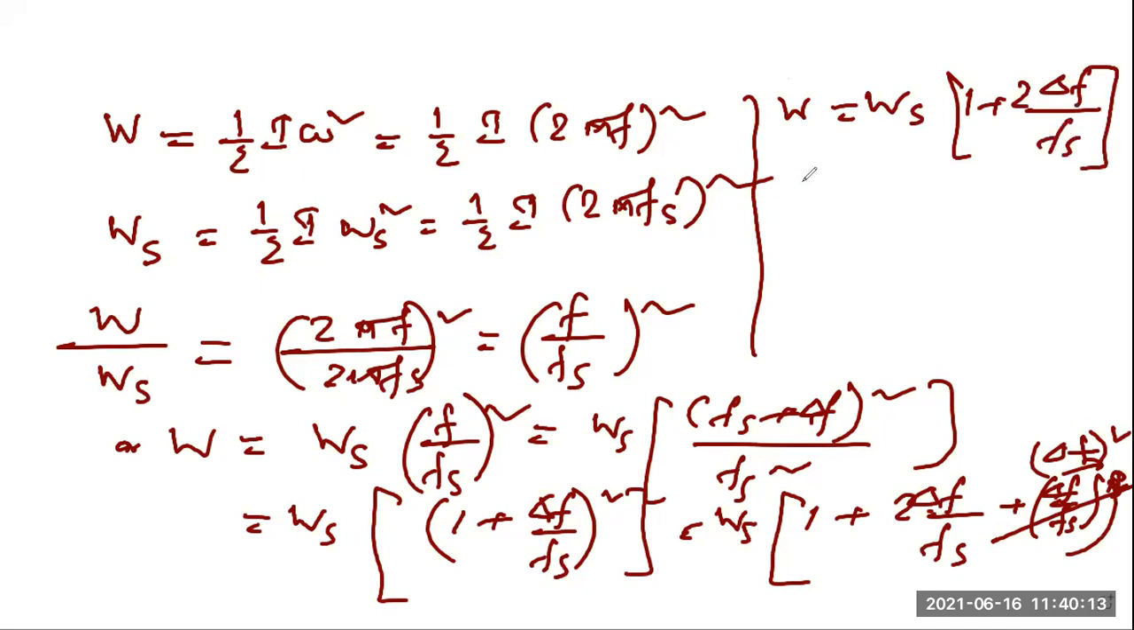Now we are differentiating with respect to t. That is the rate of change of the stored kinetic energy. This will be dW by dt. So this is equal to, this is 0, so 2 by Fs d/dt of delta F. Yes or no? 2 into Ws, Ws will also be there. 2 into Ws by Fs into d/dt of delta F.